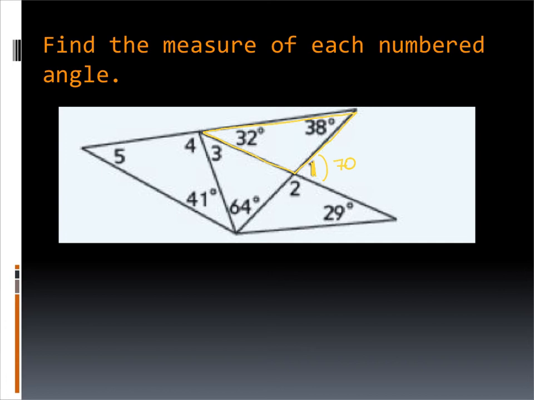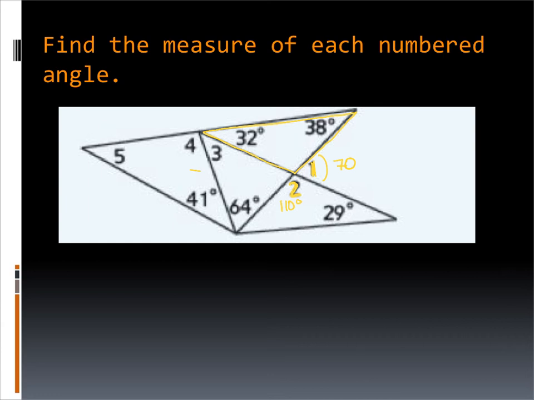So if this angle 1 is 70, then that means that angle 2 makes its linear pair. So it is 110 degrees. Okay. Now, what are we going to do next? Because angle 3 over here, we don't really have any information around it to help us. So we have a couple of different things we can do.